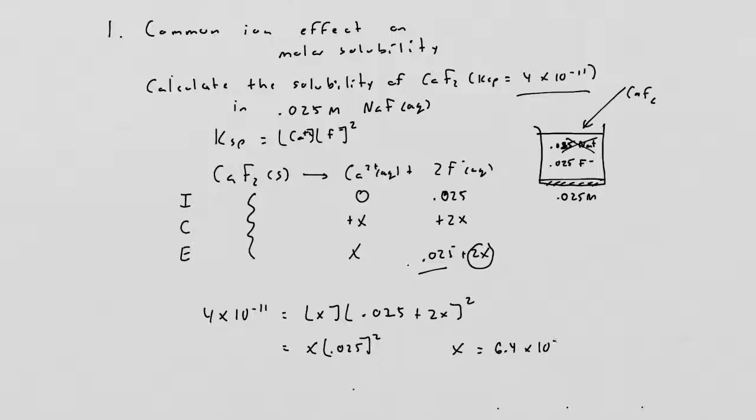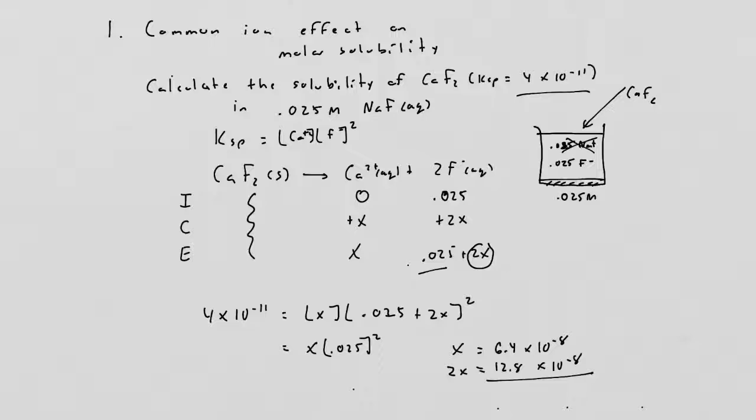times 10 to the minus 8, which means 2X is basically 12.8 times 10 to the minus 8, which is a lot smaller than 0.025. This is 2.5 times 10 to the minus 2. This is to the minus 8. This is 6 orders of magnitude smaller. So you can even just write a sentence and say 12.8 times 10 to the minus 8 is 6 orders of magnitude smaller than 2.5 times 10 to the minus 2, which means it's a lot less than 5% change. So the assumption is valid.